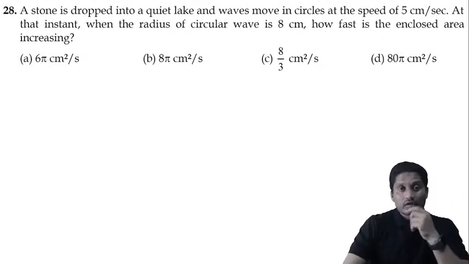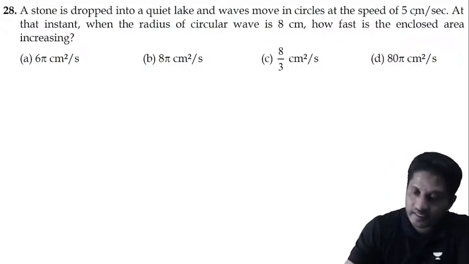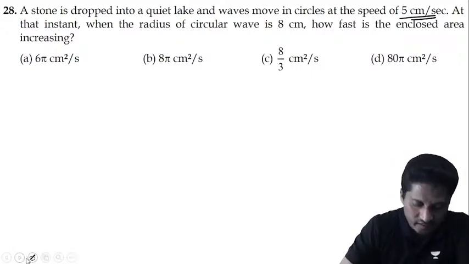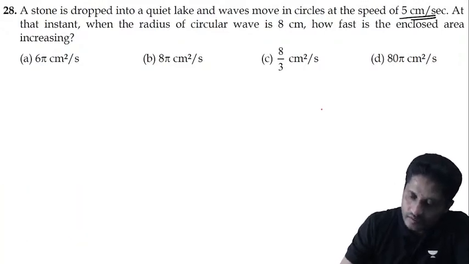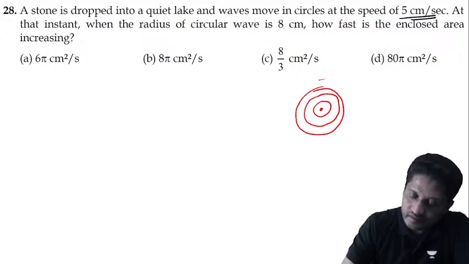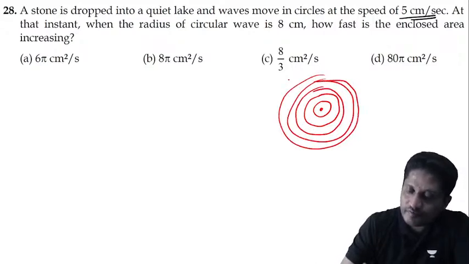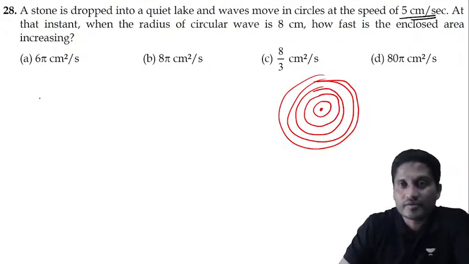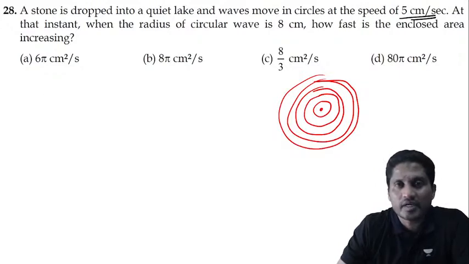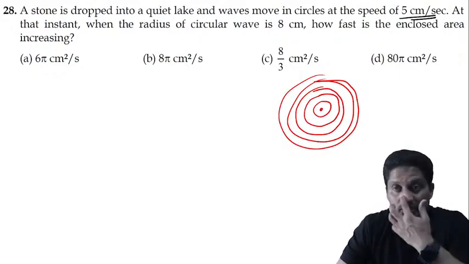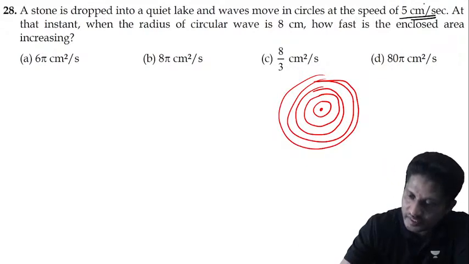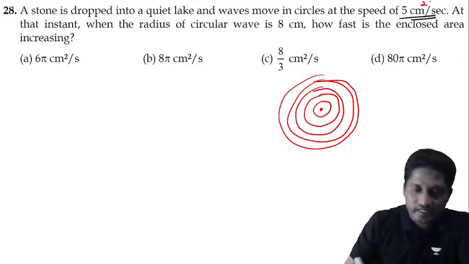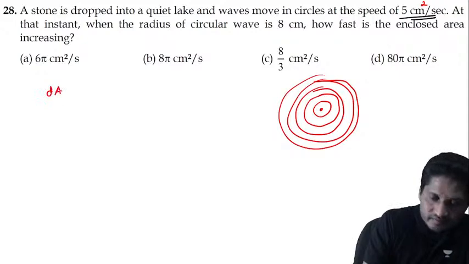A stone is dropped into a quiet lake and waves move in circles at the speed of 5 centimeter per second. It's a rate of change question. A stone is dropped into a quiet lake, so obviously you get ripples, right? When you get ripples, waves move in circles at the speed of 5 centimeter per second.